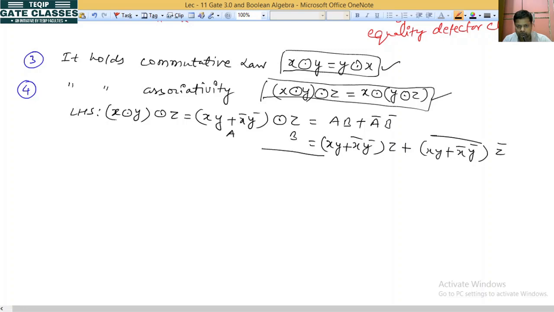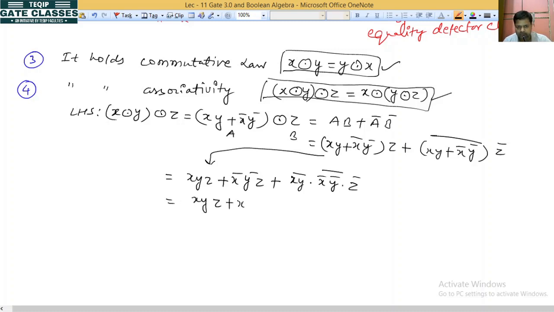So I am going to solve here. So it is equal to xyz plus x bar y bar z, plus apply De Morgan's law here. So it will be the whole bar of xy, dot the whole bar of x bar y bar, and z bar. So what will be the result?